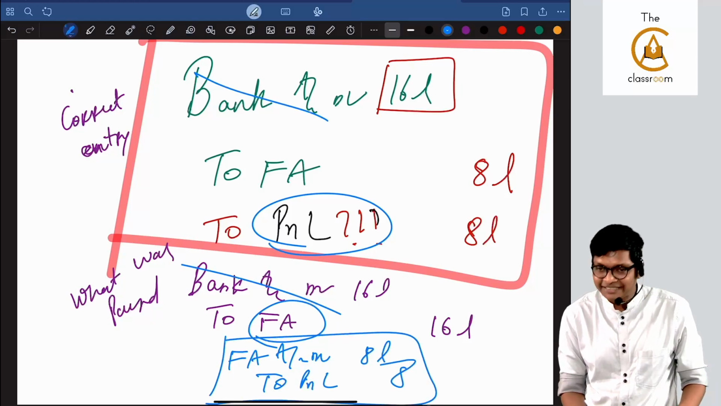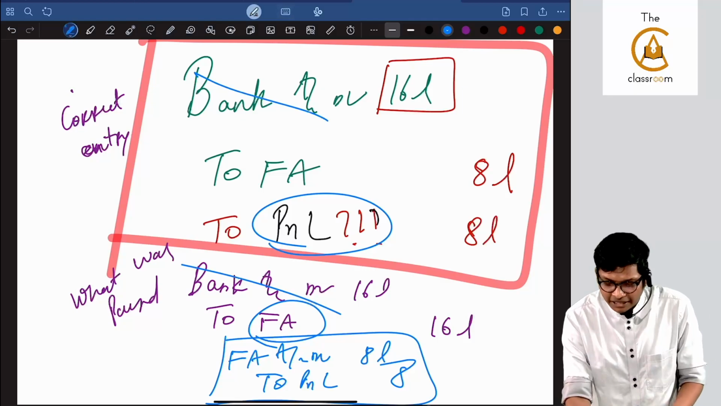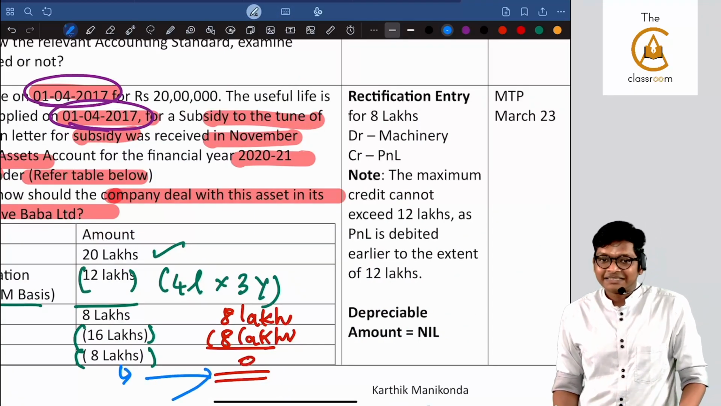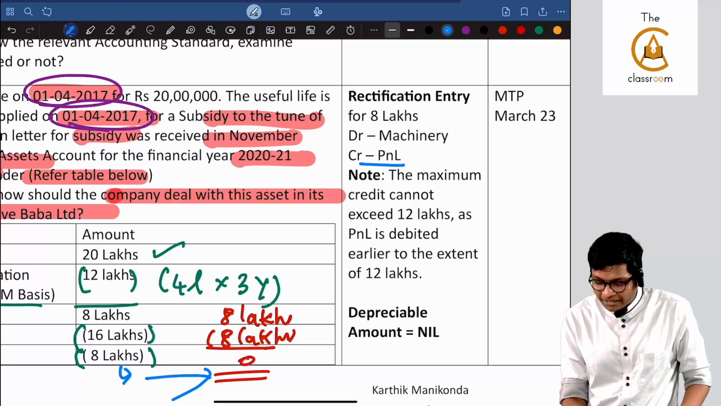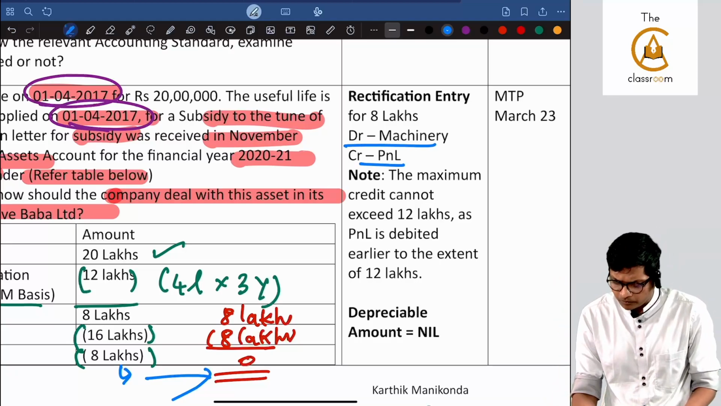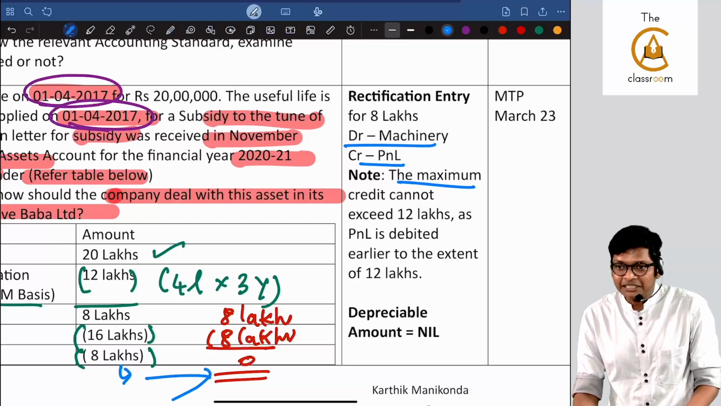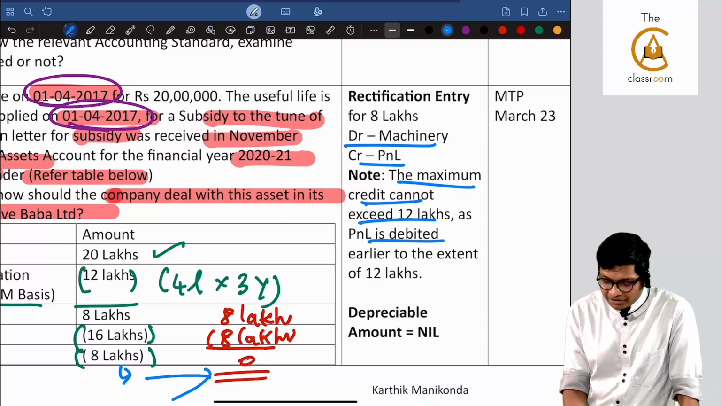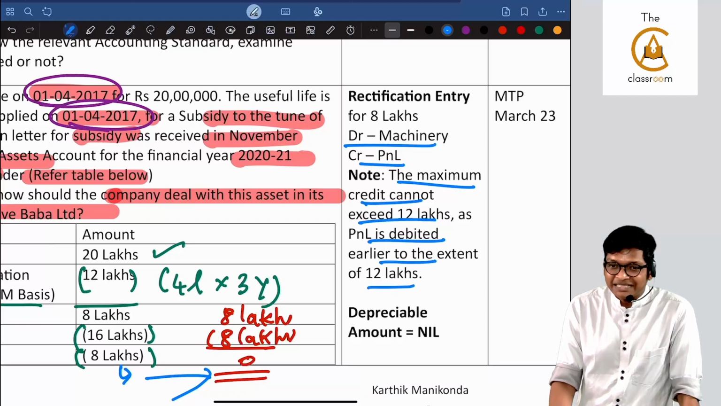Are you getting it, guys? So only if I debit machinery by 8 lakhs, this negative 8 will become 0 and I will transfer to P&L 8 lakhs. Are you getting it, guys? Nothing to strike. Sorry, this is the correct entry only, guys. So what is the maximum credit that can go to P&L? It cannot exceed 12 lakhs because that only is the amount which has been debited.